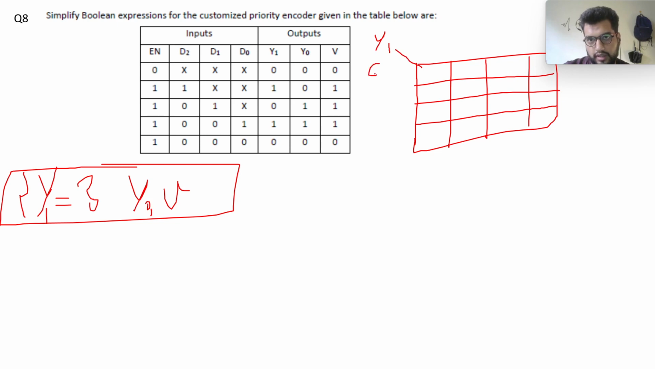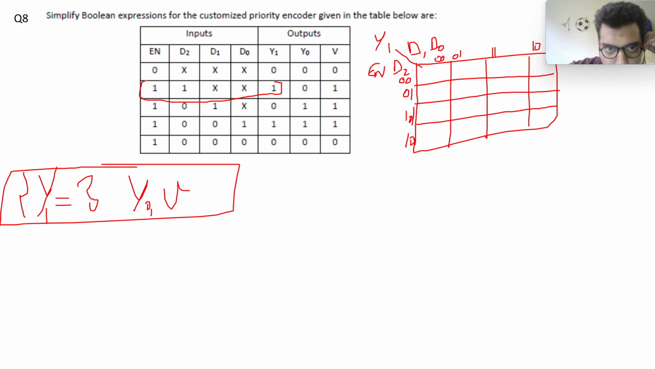This is your en, this is your d2, this is your d1, and this is your d0. So this is 0 0 0 1 1 0 1 1 1 0 0 0 0 1 1 1 1 0. So your y1 is 1. Check this case. So y1 is 1 when en is 1 and d2 is 1. For whatever be the value of d1 and d0, we don't care. So it will be always 1 when en and d2 are 1.